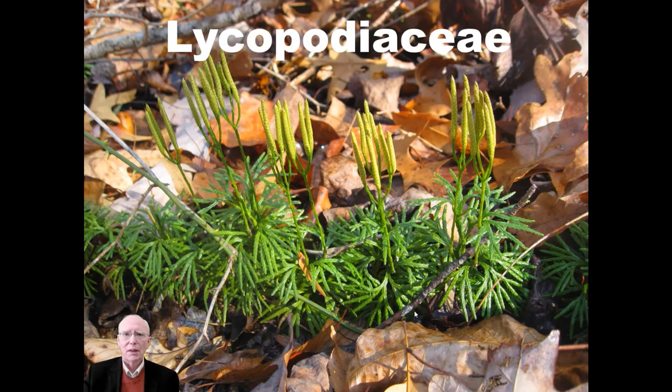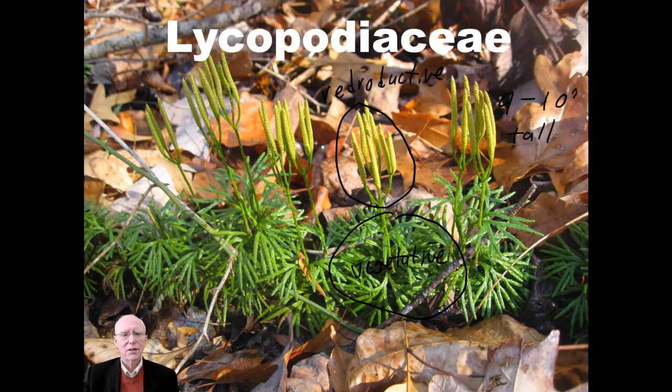The Lycopodiaceae. The Lycopodiaceae is one of our lower vascular plants, and when we look at the structure of the plant, we see that these plants are usually about 4 to 10 inches tall. They're separated into parts which are reproductive and vegetative. They don't always look exactly like this, but they do usually have those two parts. Well, they always have those two parts.